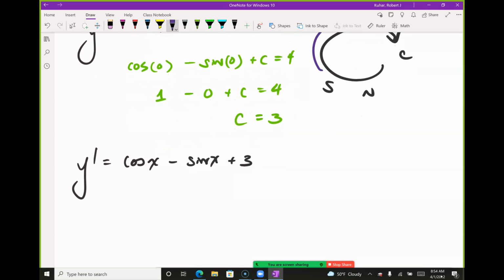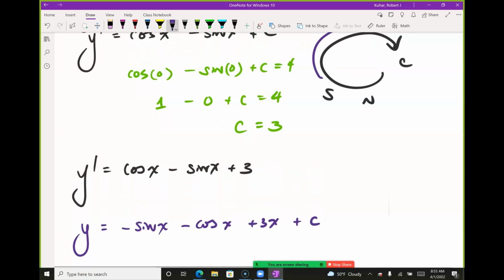Yep, no problem. So now y, again using my wheel, antiderivative of cosine is negative sine. Antiderivative of negative sine is negative cosine plus 3x plus a new c, or a d if you want. I don't care what letter you use. Use any letter you want. C sub 1, c sub 2, fine.